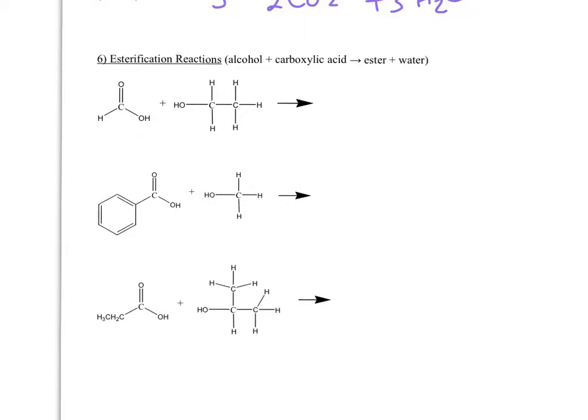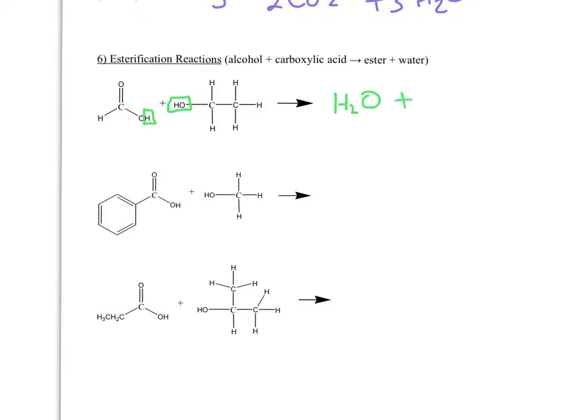So what you do is, the carboxylic acid is an acid, right? So it gives away an H. So you take that H out. The alcohol, you remove its OH, and the H plus the OH will make water. And then whatever is left of both molecules, you kind of join together.